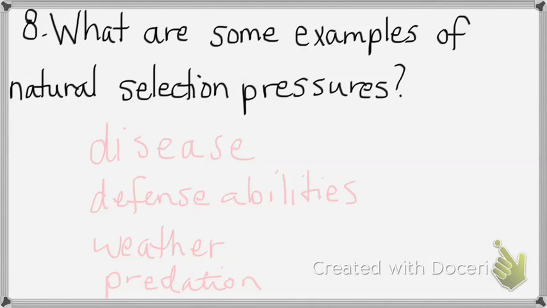Does everybody see what I'm talking about for natural selection pressures? It's kind of like, what are things that kill off organisms that are not adapted? It's kind of the way to think about it, okay?